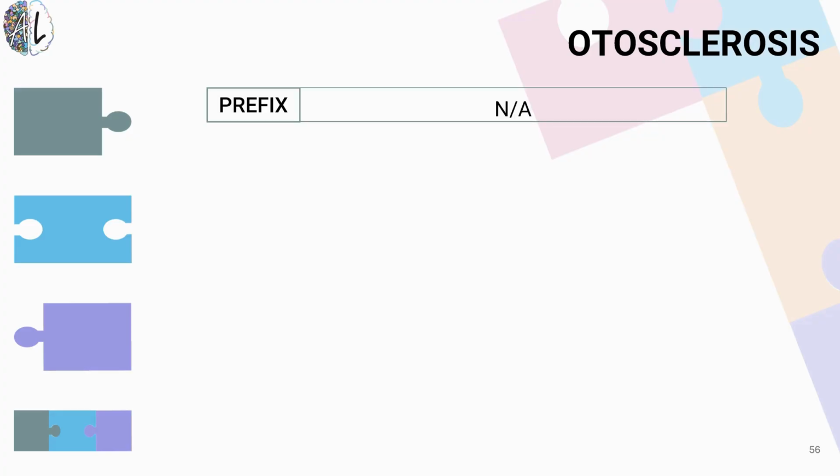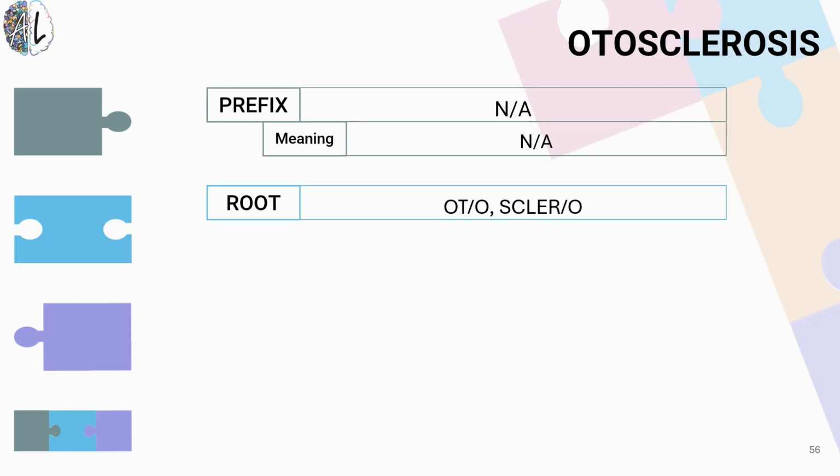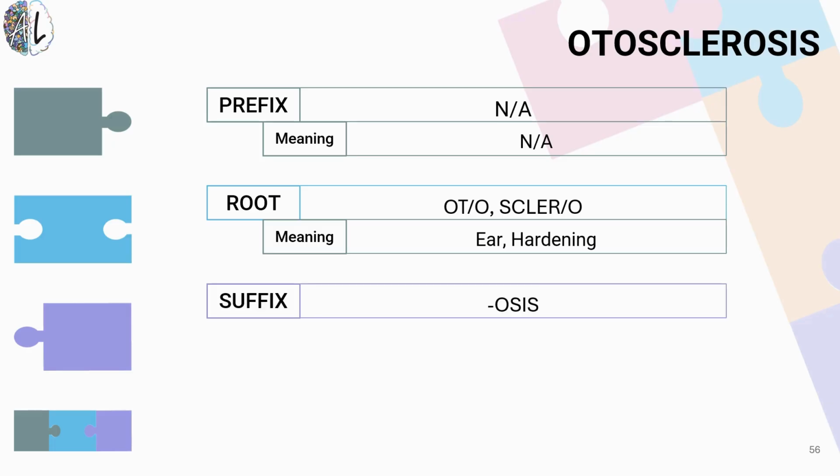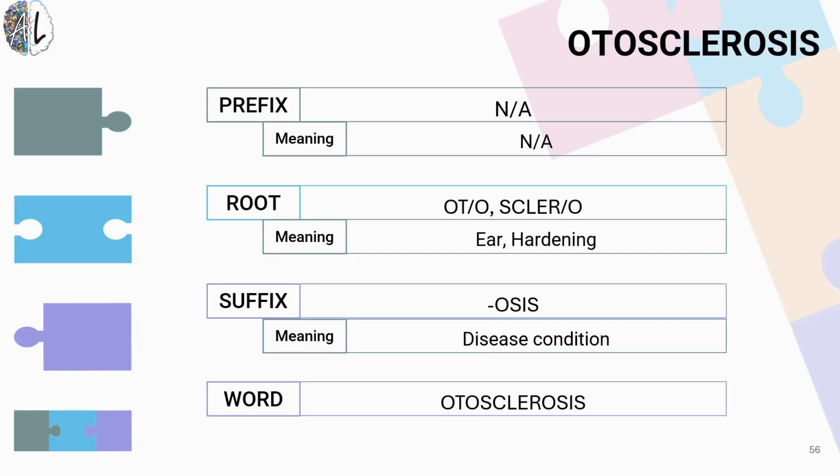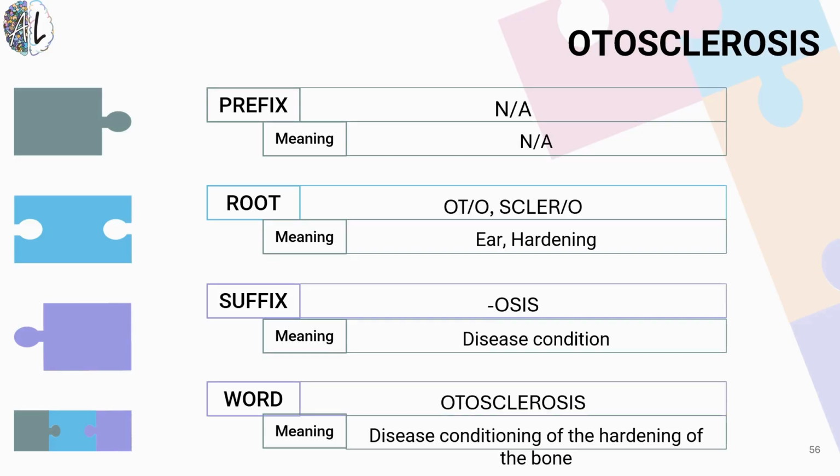All right, so the term otosclerosis does not have a prefix. There are actually two root terms, oto and sclero. So the term oto refers to the ear, and sclero means a hardening. The suffix here is osis, which means a disease condition of. So the term otosclerosis means a disease condition where the bones start to harden inside the ear.